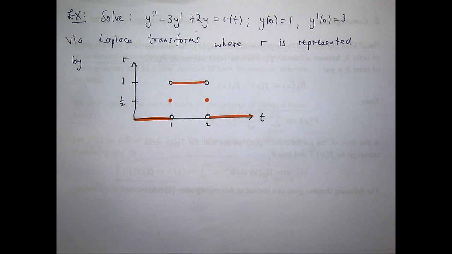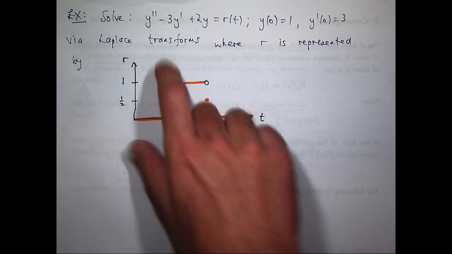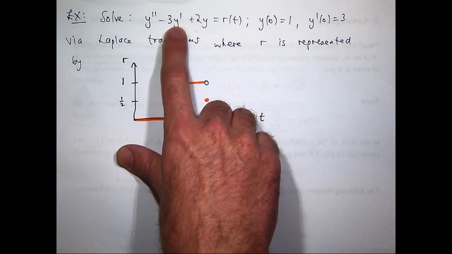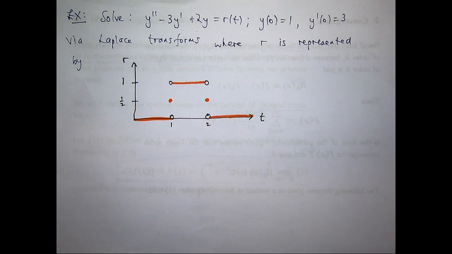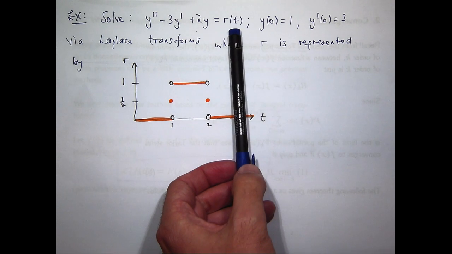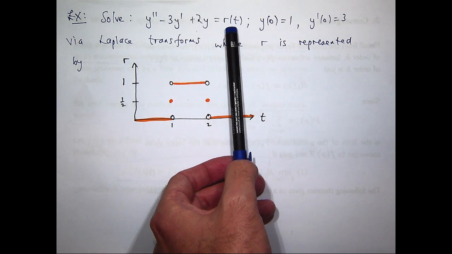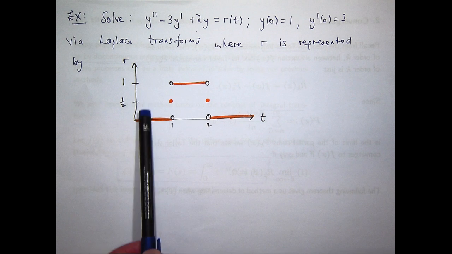We're given a linear second order ODE with some initial conditions, and we're asked to use Laplace transforms to produce the solution to this problem. Now in particular, the right hand side, this R of t, isn't explicitly given, it's just given through a picture.